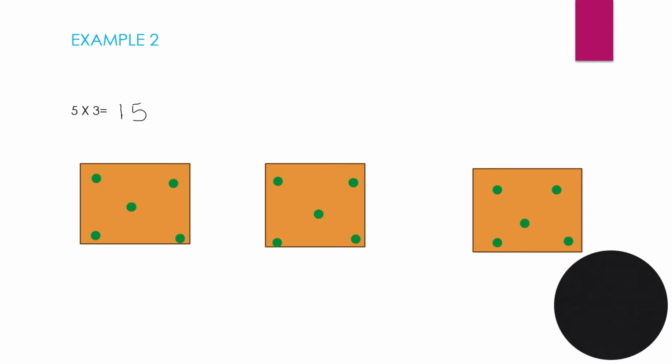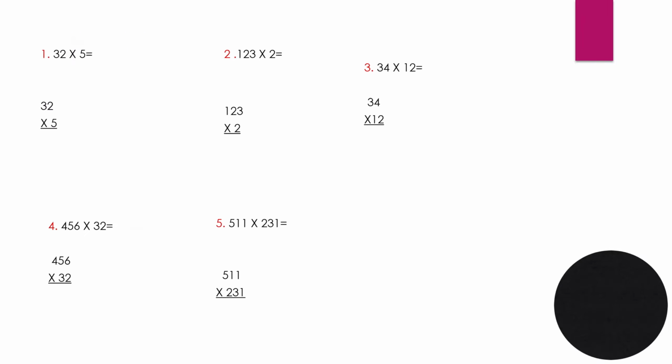Here's an example. 5 times 3. As you can see, there are 3 boxes to represent the 3 there, and 5 circles in each box, and you get 15 for the answer. You can count the circles in each box and you'll get the 15. It's the same thing as 5 times 3, right? So here are some questions.